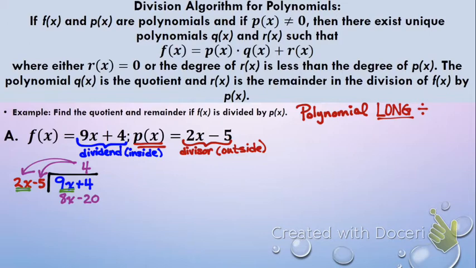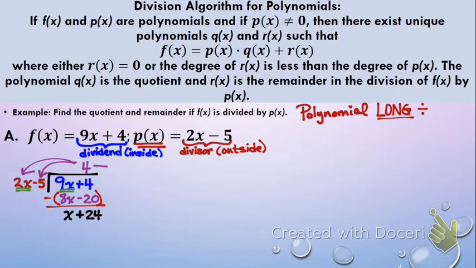Anybody happen to remember what we do at this point? We have to subtract the whole thing. Subtract the whole thing. So what does that mean happens to both of my signs? They're both going to switch. We're going to subtract this whole thing. So I have 9x minus 8x, which leaves me with 1x. 4x minus a negative 20. Plus 24.